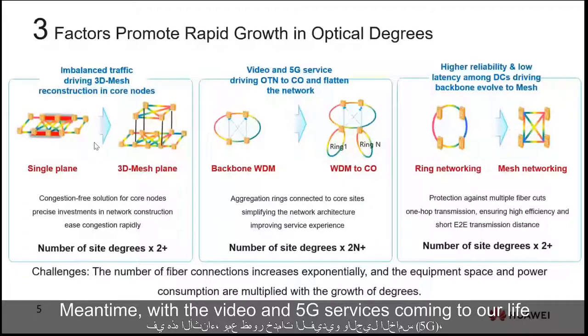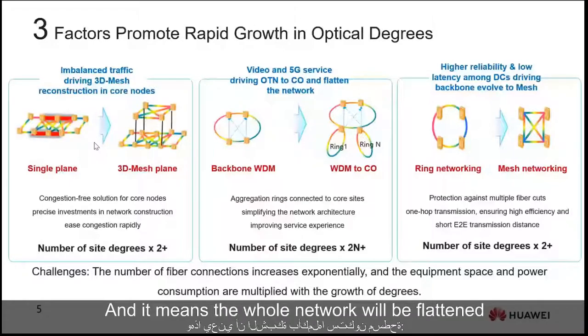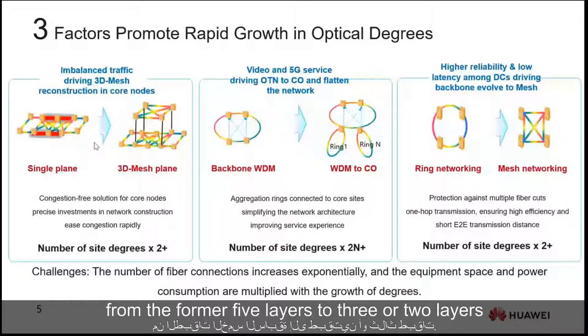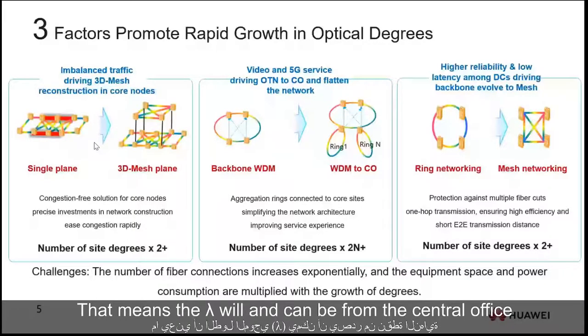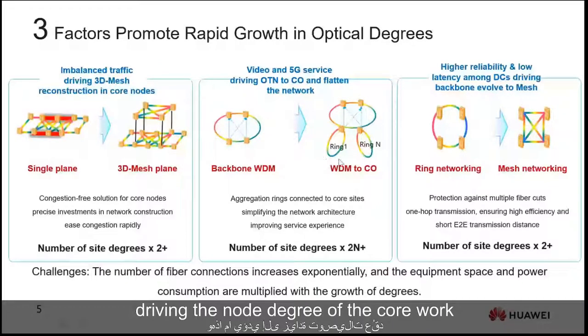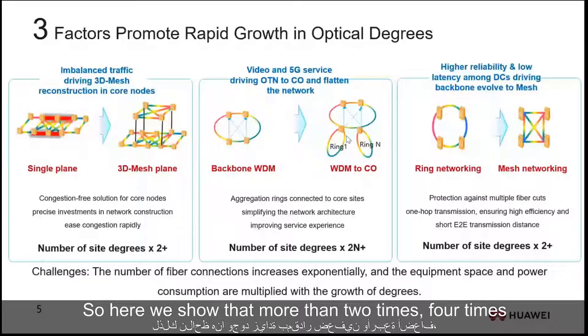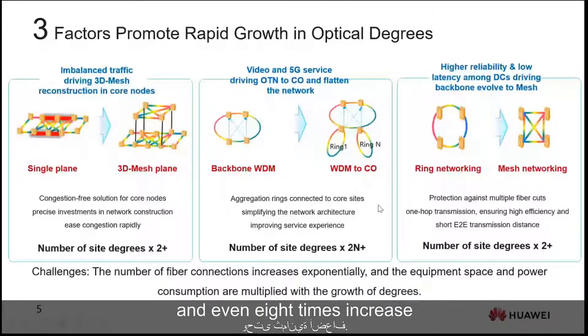Meantime, with video and 5G services coming into our life, the whole network is driving the OTN to the central office. That means the whole network will be flattened from five layers to three or two layers. So the central office can connect directly to the core network, driving the node degree of the core network to increase dramatically. We show that it is more than two times, four times, and even eight times.